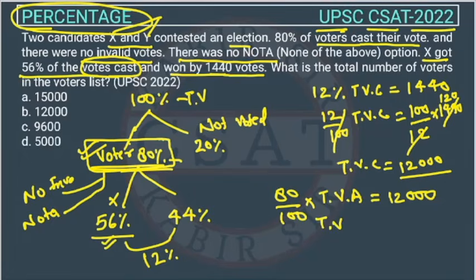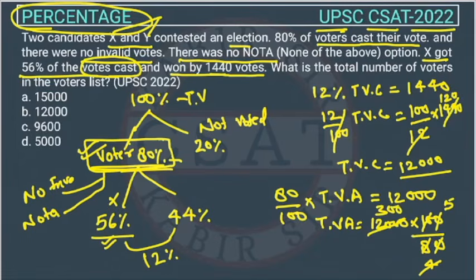So total votes available will be how much? It will be 12,000 into 100 upon 80, right? So we will cut this with 2, this will be 5, and this will be 4, and 4 will cut this one, right? Then total votes available will be 5 into 3, 15,000, right?